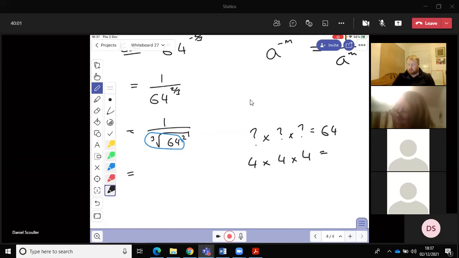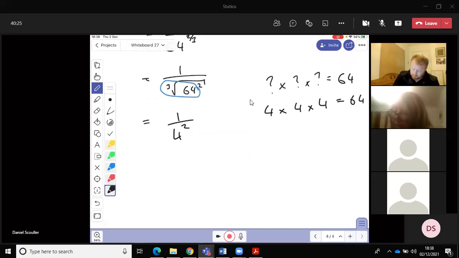4 times 4 is 16, times 4, 64. I did that very quickly, but just work through the normal process: 1 times 1 times 1, 2 times 2 times 2. Once you've done a couple of them, you'll see patterns and it'll jump out at you. So that becomes 4, so it actually becomes 1 over 4 squared. 4 squared is nice and easy, 1 over 16.